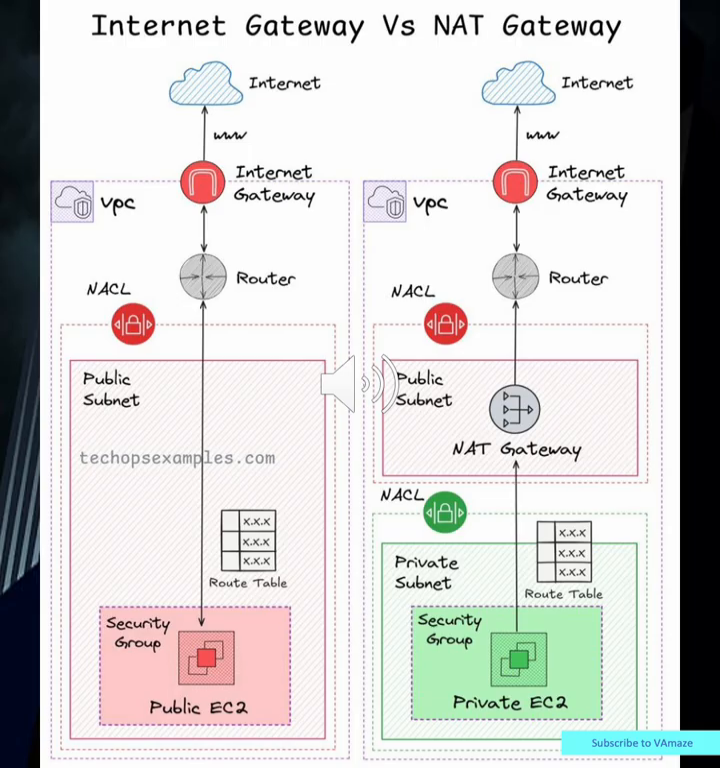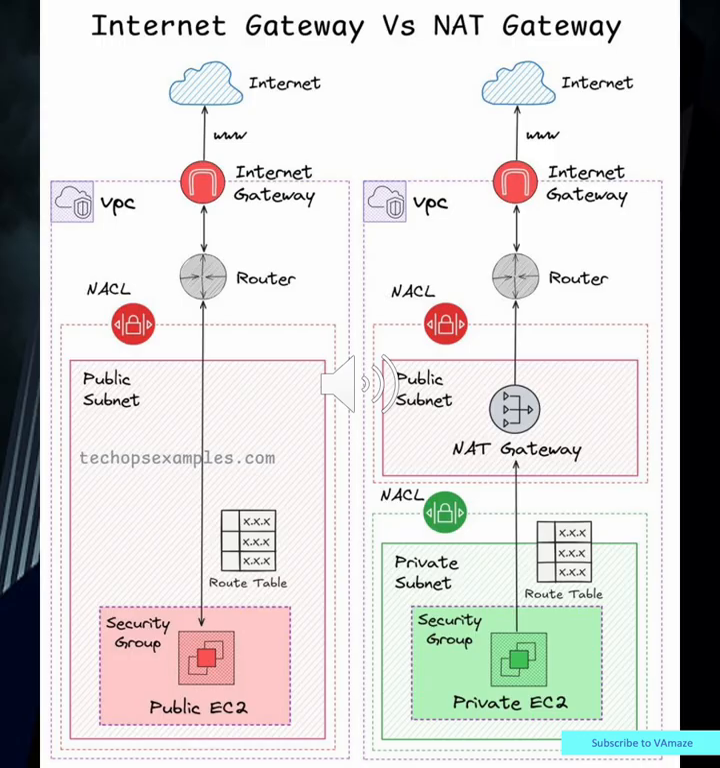Real-world implementation. Most production AWS architectures use both gateways together. Public subnets with Internet gateways host your load balancers, web servers, and NAT gateways. Private subnets with NAT gateway routes host your application servers, databases, and internal services. This hybrid approach maximizes both functionality and security.